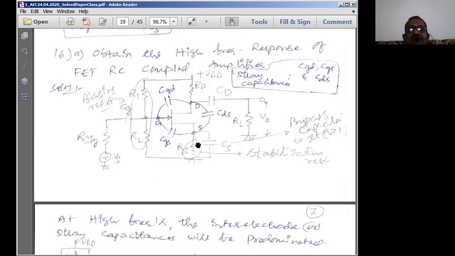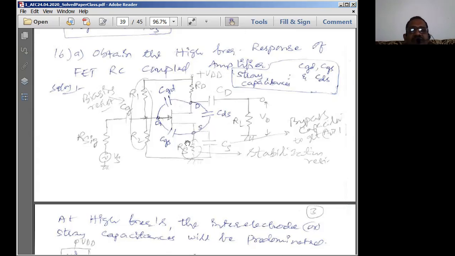The FET is basically a 4-terminal device, which we simply use as a 3-terminal device and connect in the amplifier circuit. So between these three terminals, gate, source and drain, we are going to have three capacitors. Between gate and drain, we have CGD; between the gate and source, we have one capacitor, CGS; and between the drain and source, we have another capacitor, CDS.